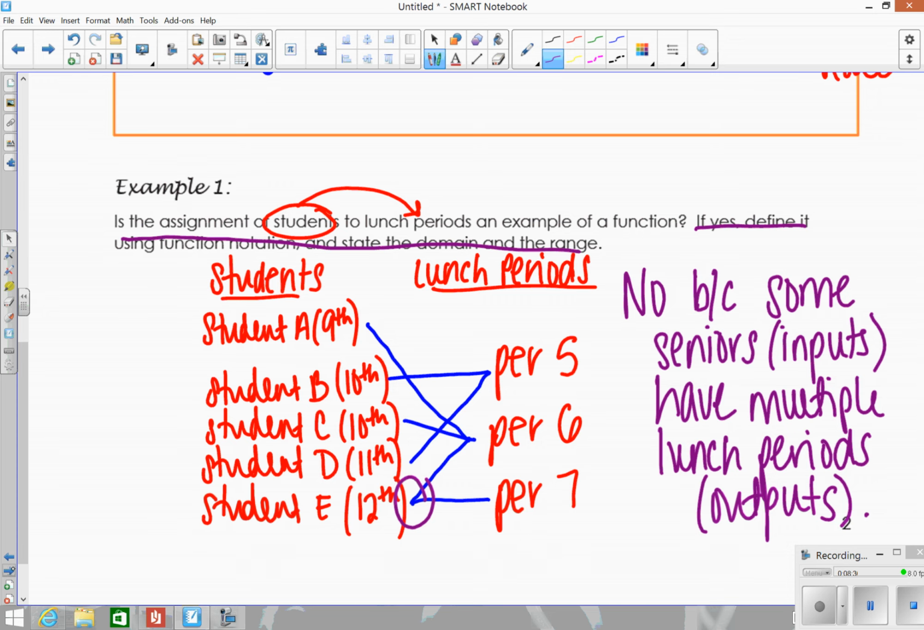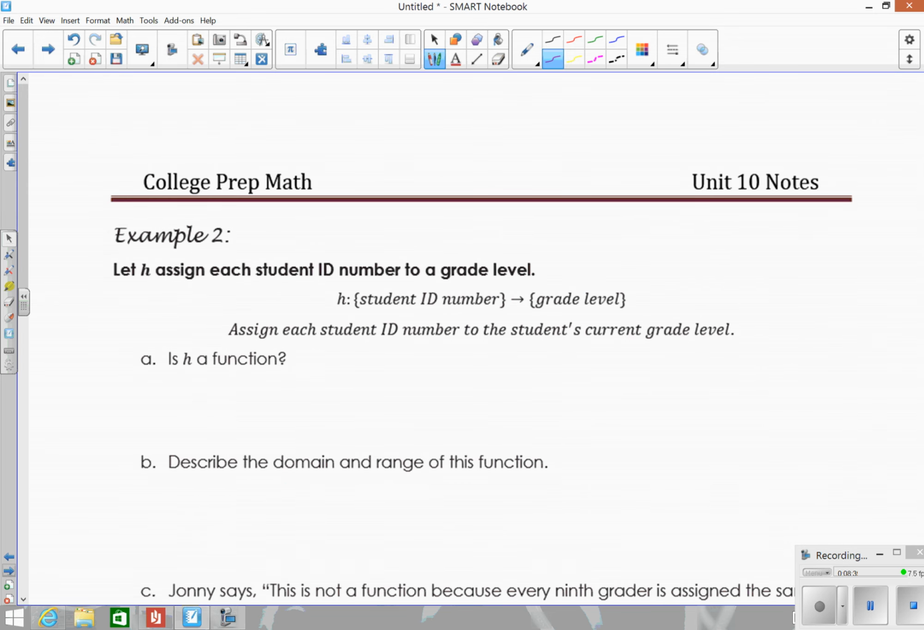So let's look at just a couple more of these. On the next page, this example is given to us using that definition notation. Instead of just giving us the scenario written out in words, we have a little more here, where it says h is the name of this function. Notice how h is right here. That's the name of the function. And remember that these are the input values and these are the output values. So basically this is saying h is going to be a function that takes student ID numbers and maps them to grade levels. So the inputs are ID numbers, the outputs are grade levels.